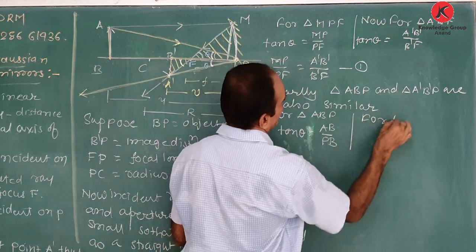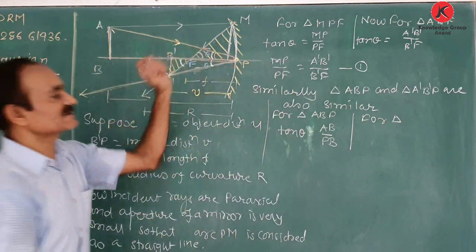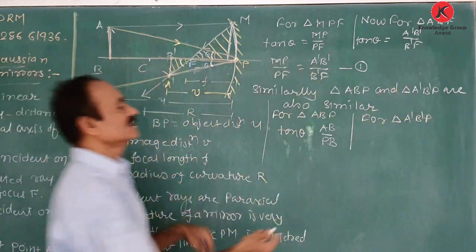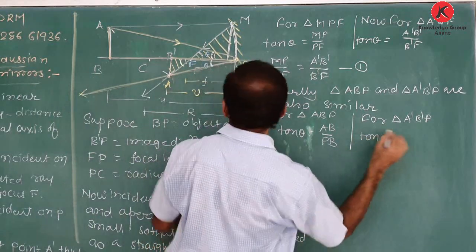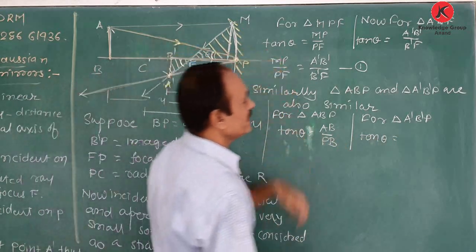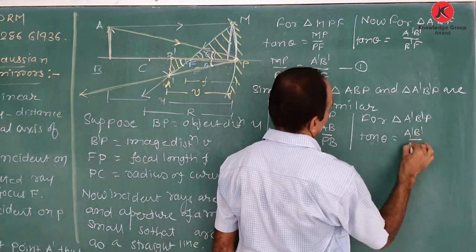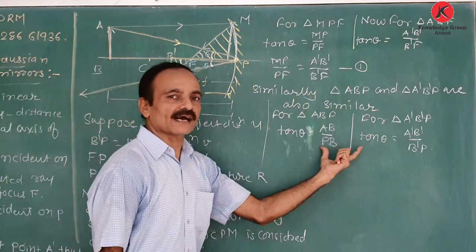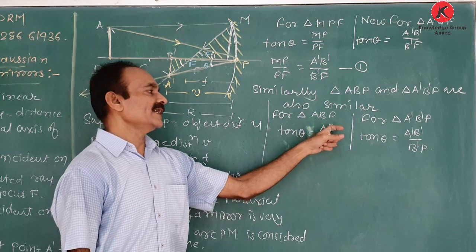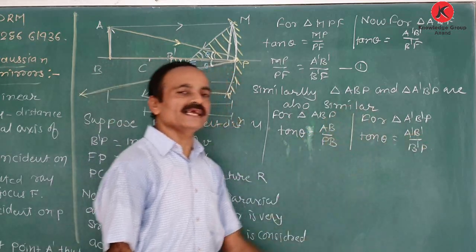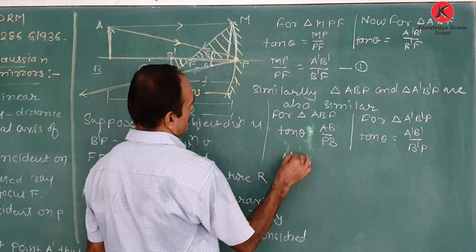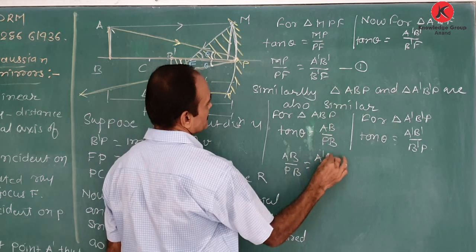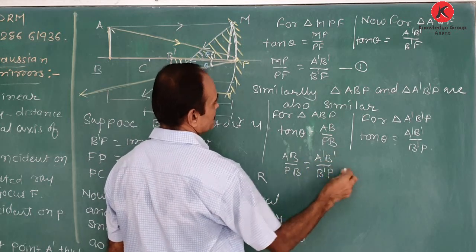And for this triangle A'B'P, that is also tan theta. Therefore, tan theta is equal to A'B' upon B'P. Again, the left hand side of these two equations is the same. Therefore, comparing, AB upon PB is equal to A'B' upon B'P. That is equation 2.